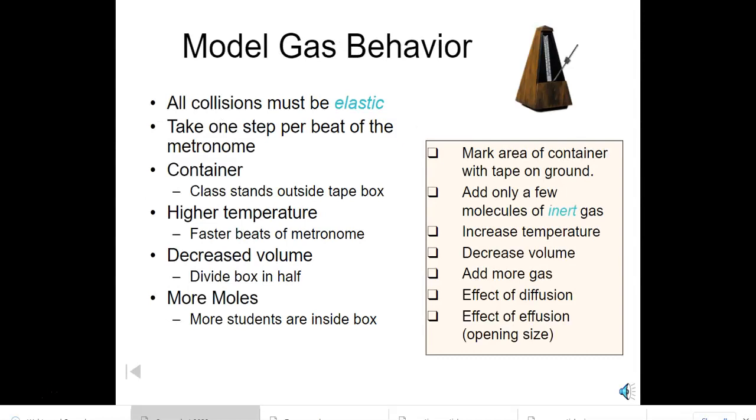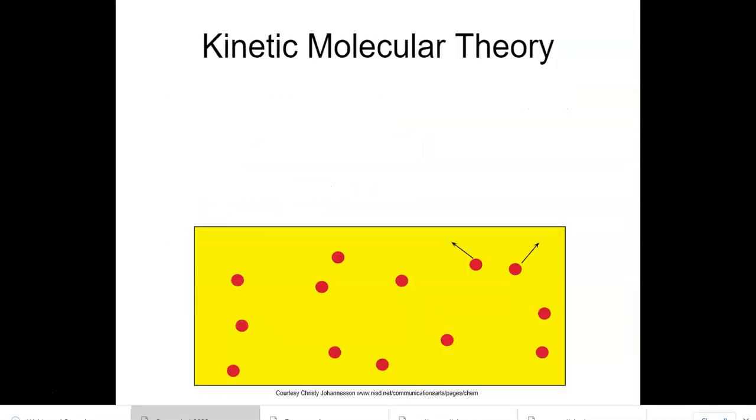If we're looking at a model behavior, all of our collisions have to be elastic. So that's the assumption we're making. I think this is more of a practice thing. We don't really have this right now, but you can kind of see how this would work. Again, all of our collisions in class will be elastic when we actually get a chance to see that.